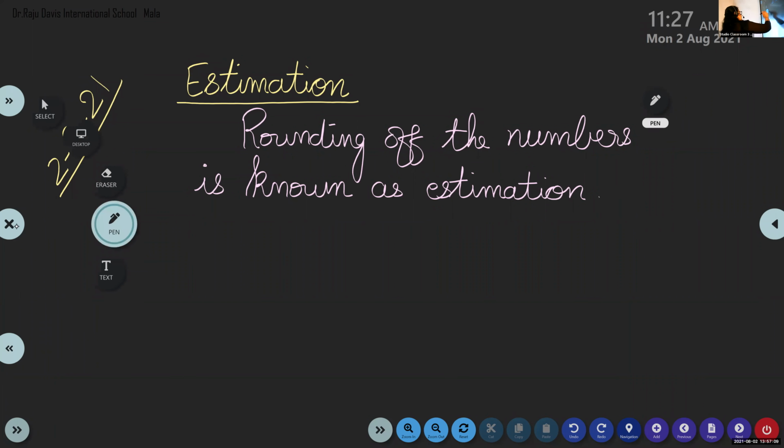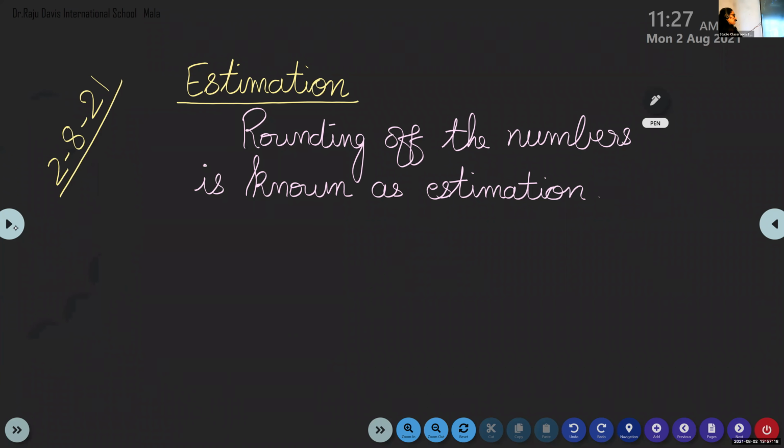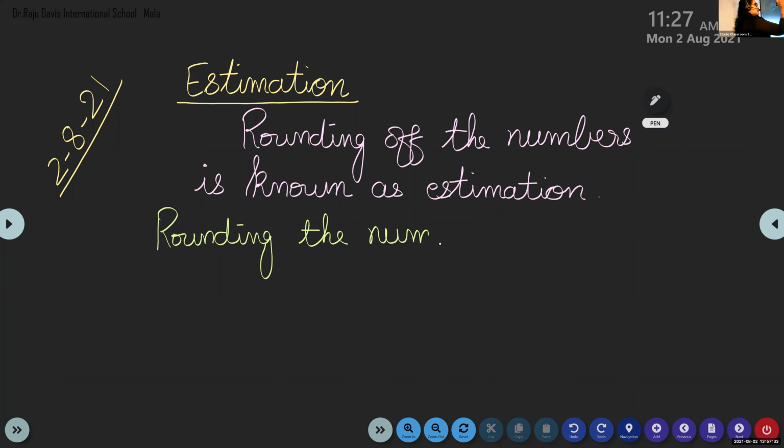Now next heading, rounding the numbers, rounding to nearest 10.